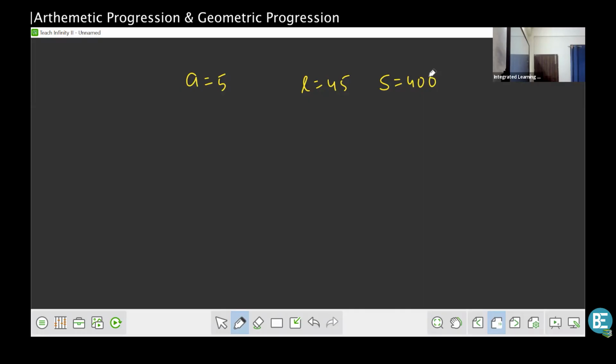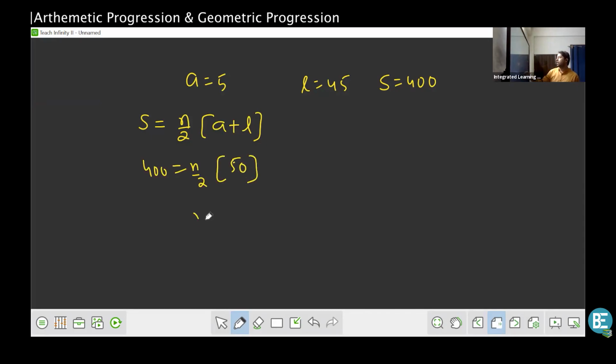If you use the formula, there is a sum formula which includes first and last term. If you remember, sum is n by 2 into first term plus last term. If you use the general formula n by 2 into 2a plus n minus 1 into d, you will need 2 more steps. This will be directly 400 is n by 2, a plus l is 50, and that gives us n is equal to 16.